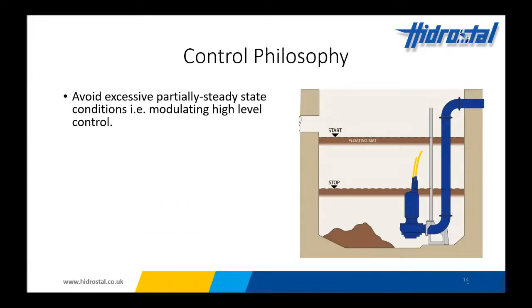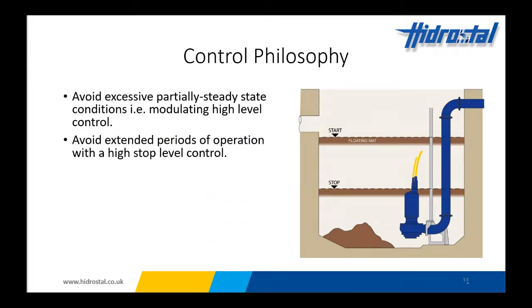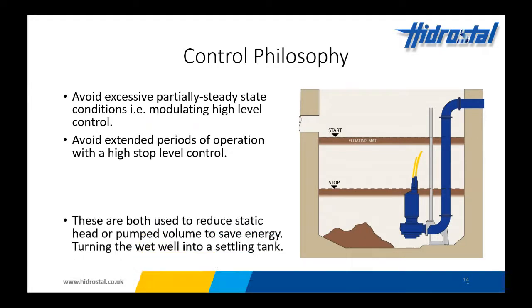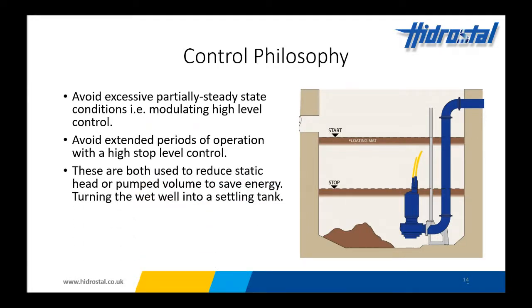Another thing here on control philosophy, which we've covered a little bit, avoid excessive steady state conditions. Holding the station at high levels with bad geometry is going to end up with a poor result. And avoid extended periods of operation at the high level. As I've just said earlier, both of those scenarios are often used to try and save energy, but there's always a payback. You don't get something for nothing in this world. You might save the energy, but you're going to turn your sump into a settlement tank. You'll probably block your pumps more, so then you'll lose energy. So, as I say, it's a balancing act, as is most things in life.